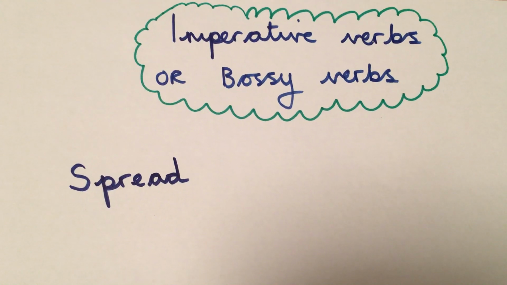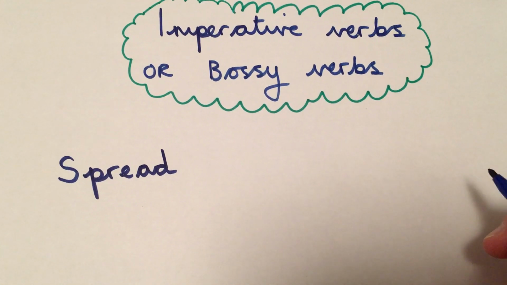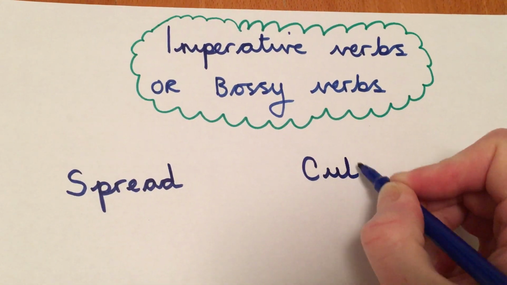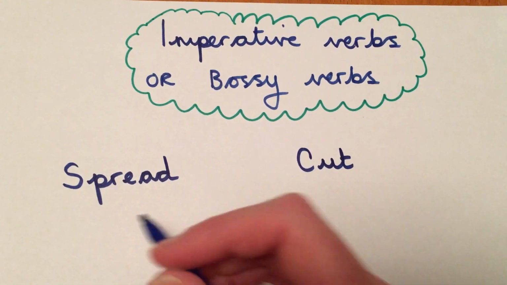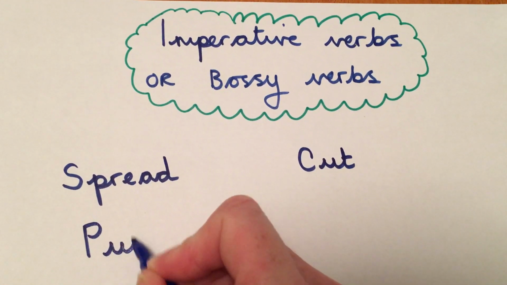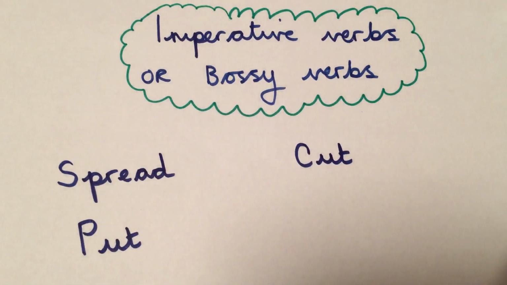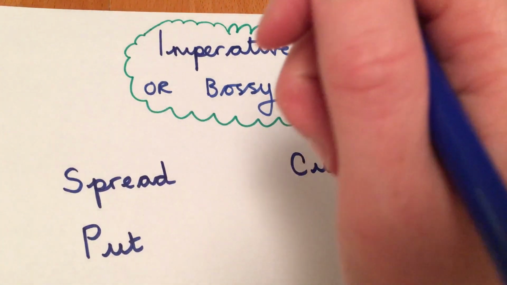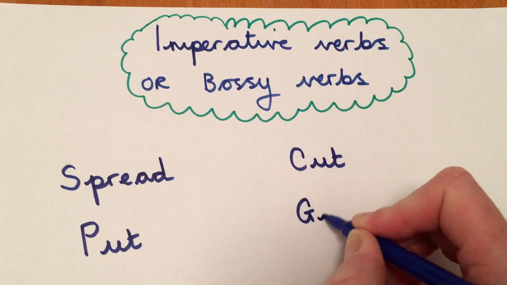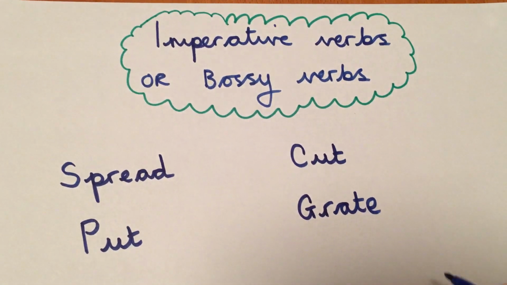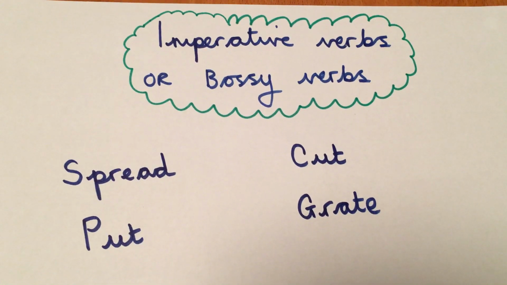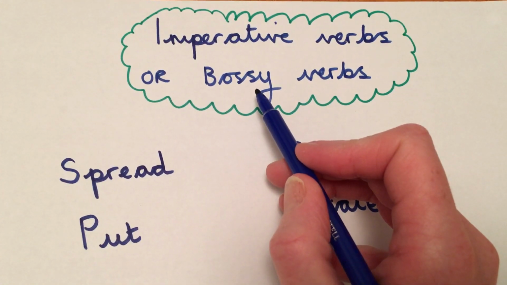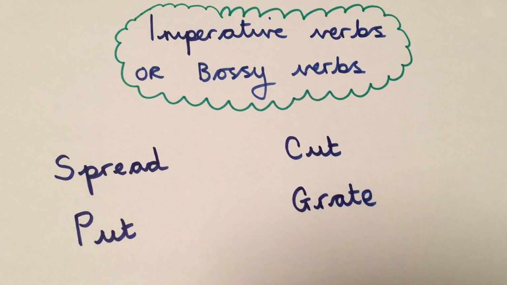You might spread butter or jam. Yeah, what else might you do? Well, you might cut it in half. Yeah. What else? Well, you might put some bread on a plate. Put. What else might you do? Imagine if you were putting cheese on it or something like that. You might need to grate the cheese. Yeah? So whatever you need to do to make your sandwich, see if you can think of bossy verbs, the verbs that you need to tell the alien what to do.